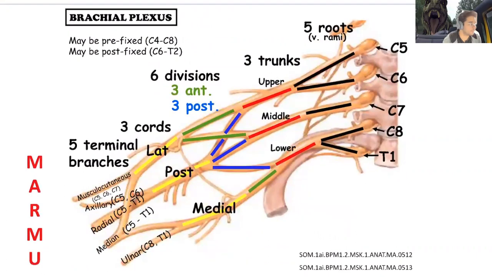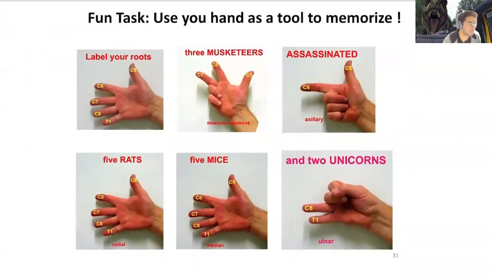Okay. The way that a lot of people learned it was via Marmu. I personally did not like this. That's just me. I personally prefer this kind of memorization tool in terms of innervation. Now, obviously, you guys know your C5 to T1 is your brachial plexus, right? So your thumb is C5. Just how I remember it: C5, C6, C7, C8, and T1.